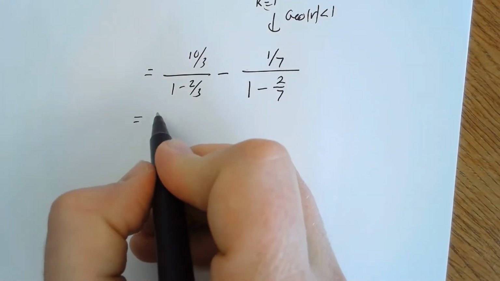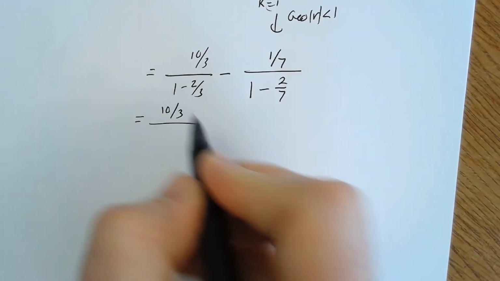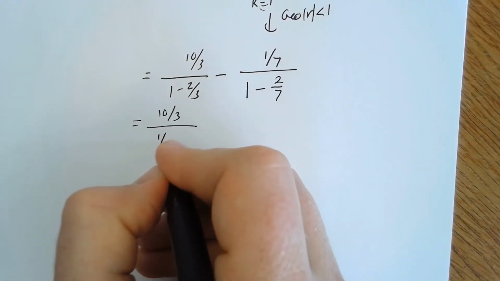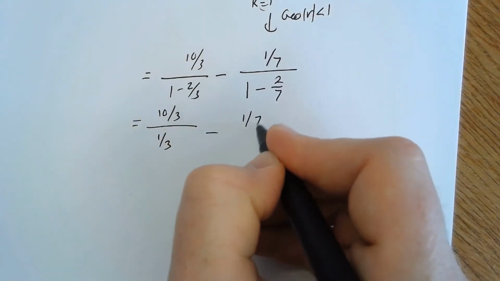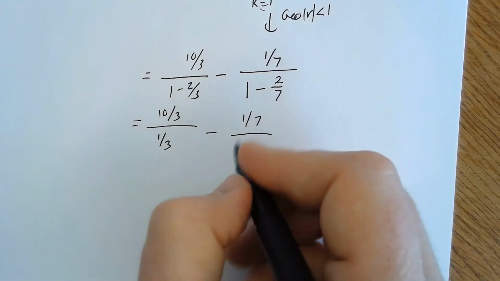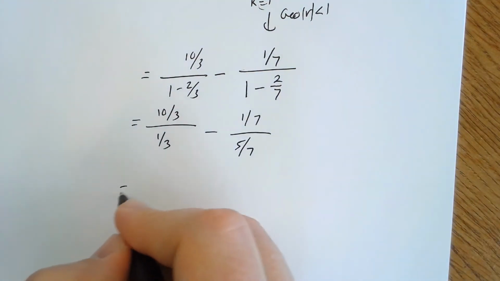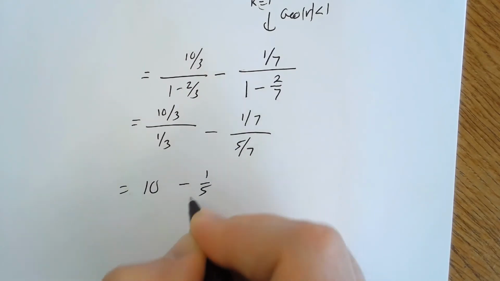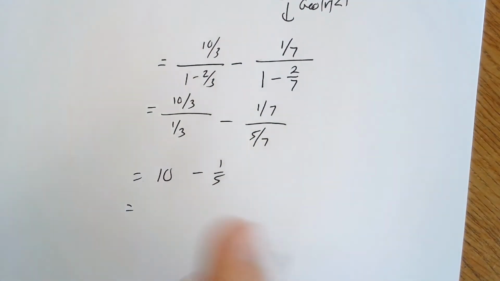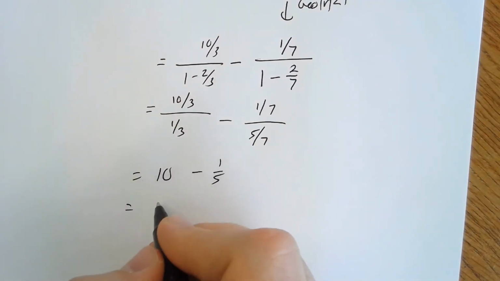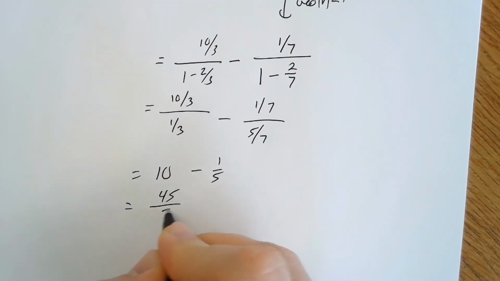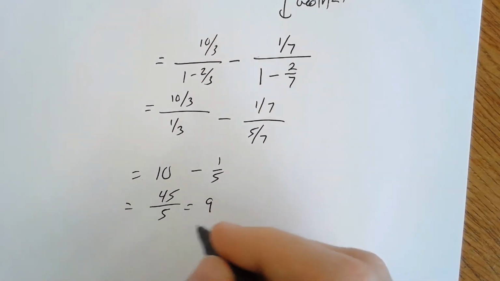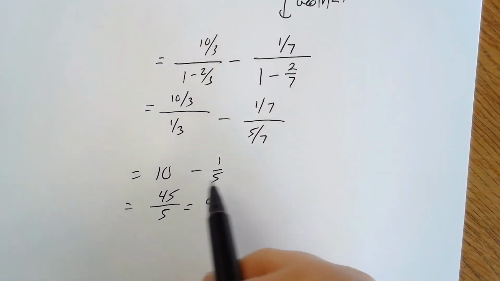If you'd like to go further with this, this becomes 10/3. I can subtract this: 1 minus 2/3 is really 1/3. Minus over here I have 1/7, and then 1 minus 2/7 is really 5/7. And I'll notice that the fractions all cancel out. I'm left with 10 minus 1/5, which if you're so inclined, I can change this to 50 over 5, giving me 45 over 5, and therefore the final answer would be some form of 9. That can't be right, is it?